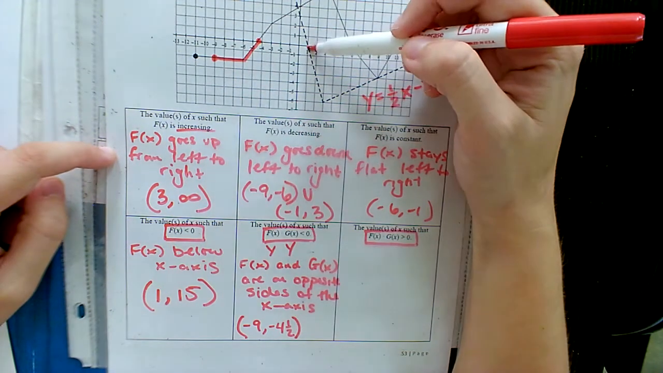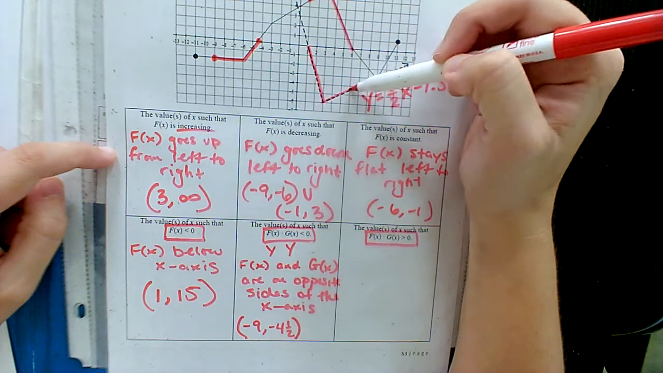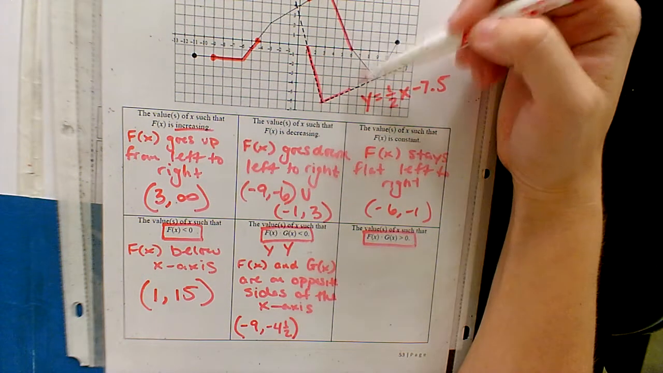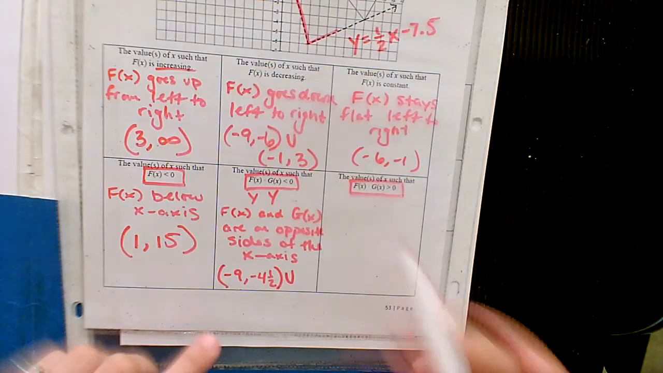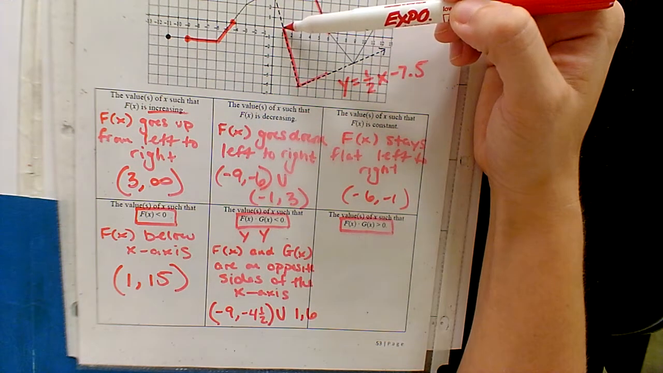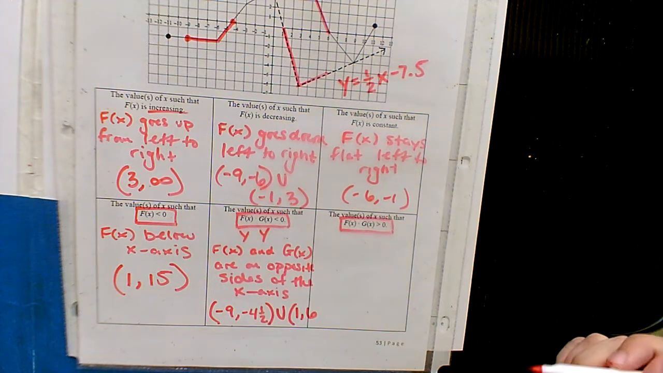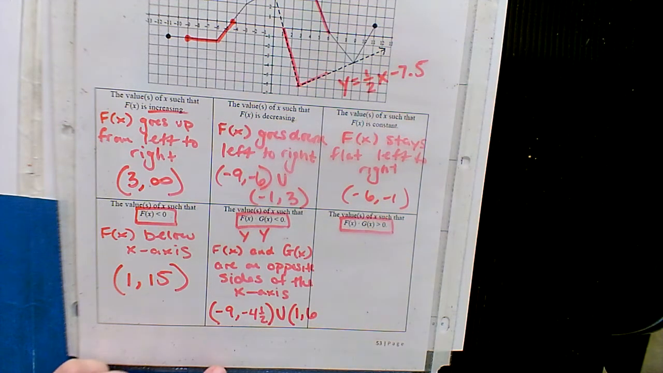Looks like the next one is from 1 to 6. Notice how one graph is above and the other one is below. After 6, they're both below, so we can't really count that. So we'll throw in a U, and we'll go from 1 to 6. Notice how at the value of 1, the dotted graph is on the x-axis, not below it like we needed it to be, so we cannot include that point. And at 6, the solid graph is on the x-axis, not above it like we need it to be, so we cannot include that point.